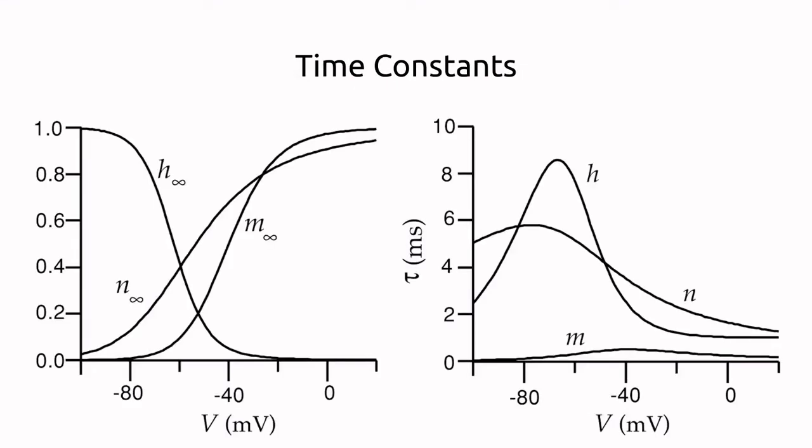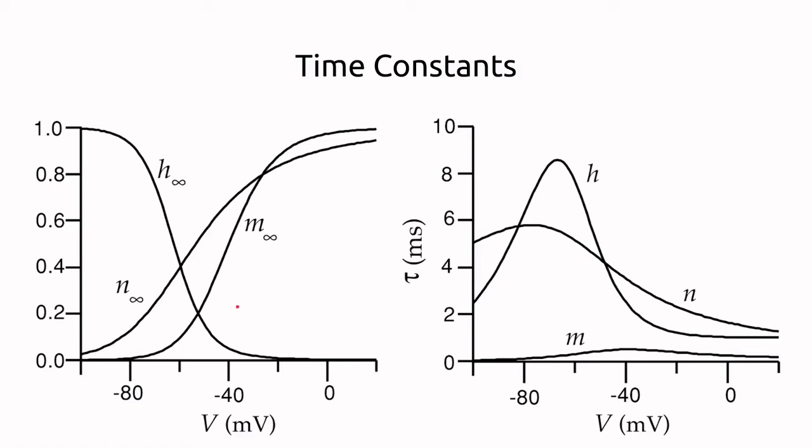Now we can retell this using the steady state formulation of the gate state variables. We see these curves here are the steady state values of the N, M, and H gate state variables as a function of membrane voltage, and this graph here is a function of their time constants, also as a function of the membrane voltage in millivolts. We see M here, H has this big peak, and then N follows this curve sort of in the middle.